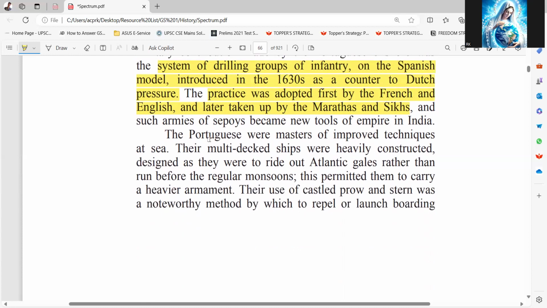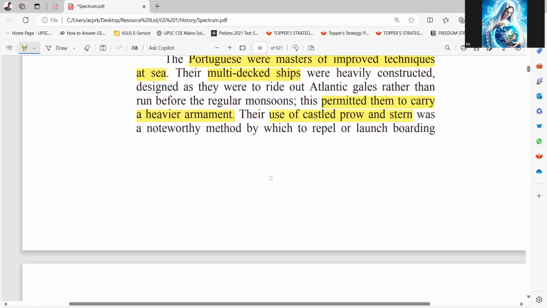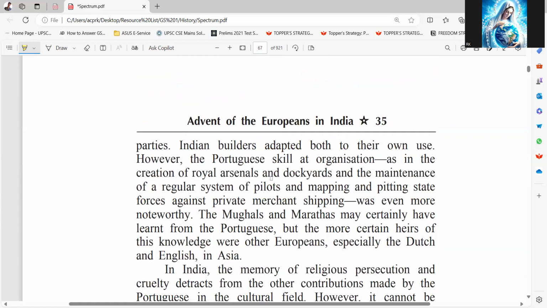The Portuguese were masters of improved techniques at sea. Their multi-decked ships were heavily constructed, designed as they were to ride out Atlantic gales rather than run before the regular monsoons. This permitted them to carry a heavier armament. The use of castled prow and stern was a noteworthy method by which to repel or launch boarding parties. Indian builders adapted both to their own use.